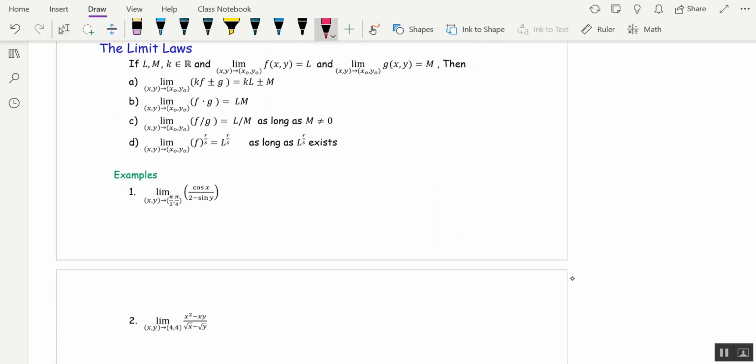Limit as (x,y) goes to (pi over 2, pi over 4) of this function here. If nothing bad happens, we can just plug in those two values. So this is equal to cosine of pi over 2 over 2 minus sine of pi over 4. Okay, the top is 0. I dropped the limit sign because I took the limit. That's when I plug in these values. And then on the bottom, I have 2 minus 1 over root 2, and 0 over a non-zero number is 0. So the limit's 0.